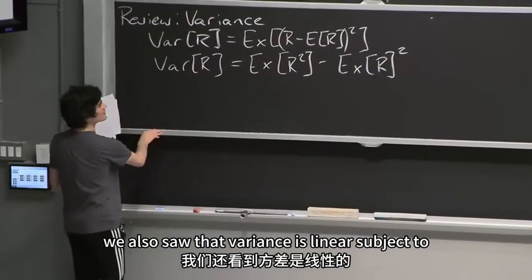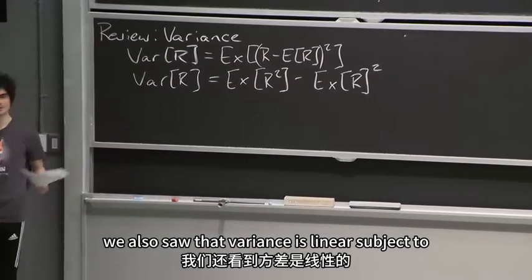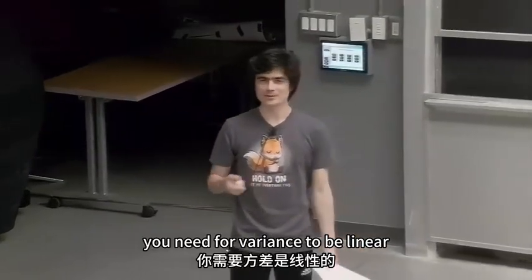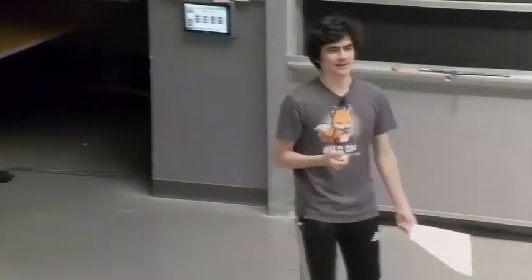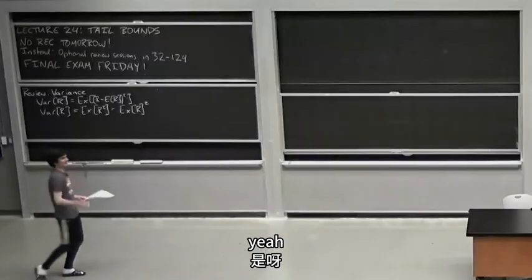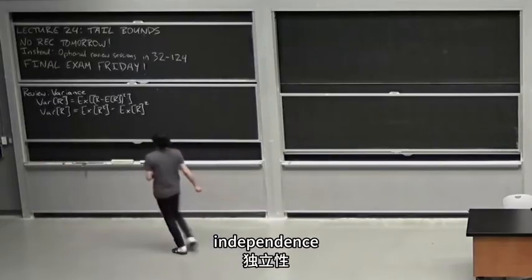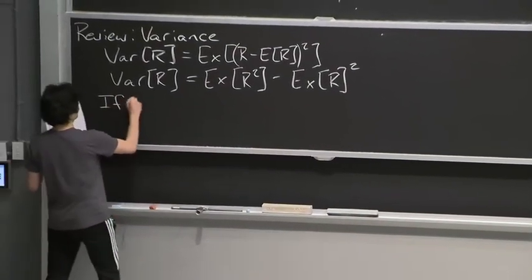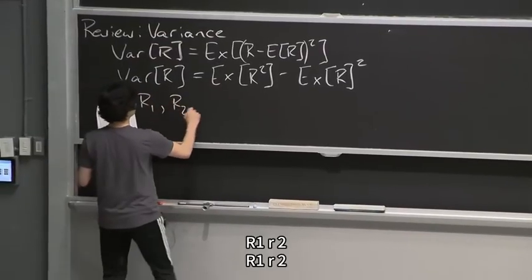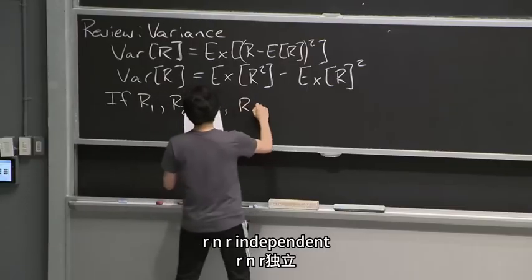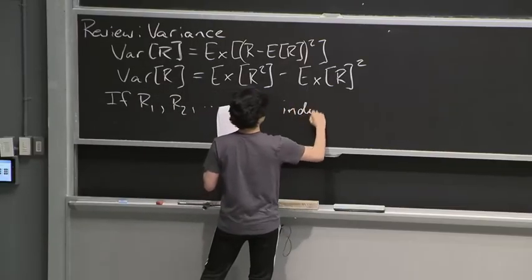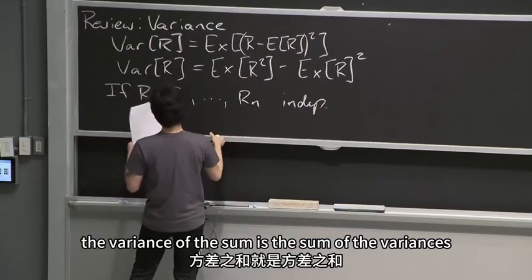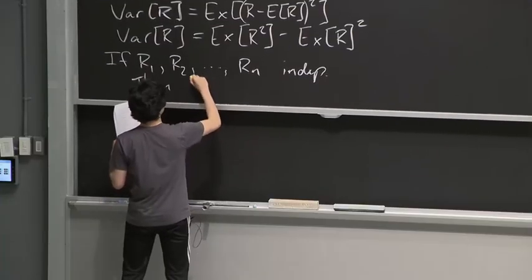We also saw that variance is linear, subject to certain constraints. Does anybody remember what you need for variance to be linear? Yeah? Independence. Okay. So if you have R1, R2, ..., Rn independent, then the variance of the sum is the sum of the variances.